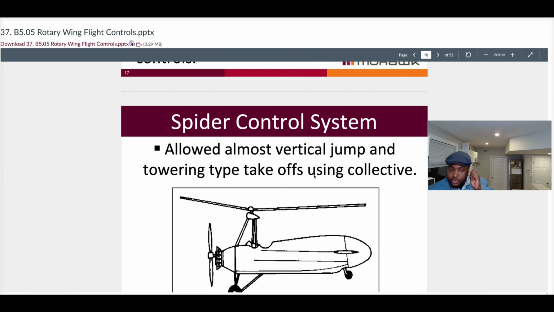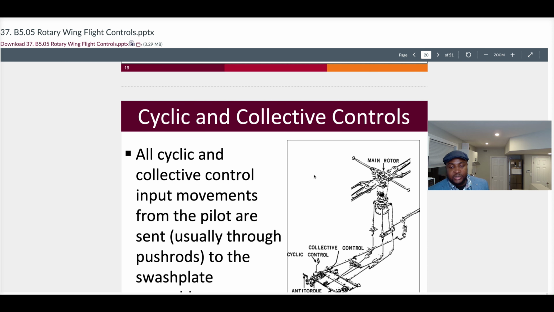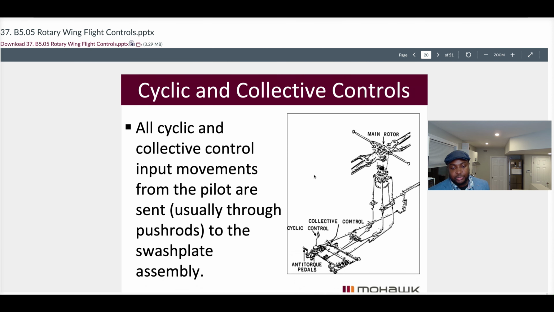On your conventional helicopter design, all cyclic and collective control inputs from the pilot are sent usually through push rods to the swash plate assembly. The swash plate assembly comprises two discs, one of which is known as the lower swash plate. The one on top is known as the upper swash plate.